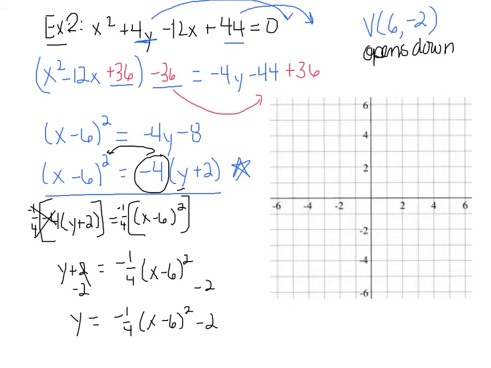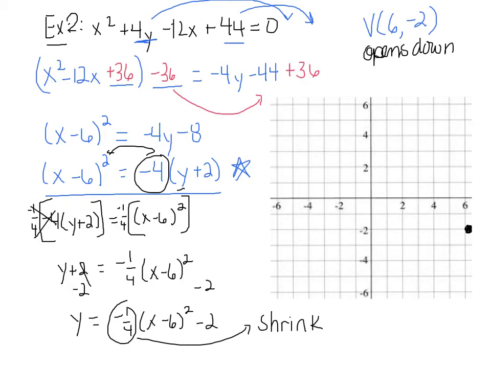So the negative 1/4 is making it shrink. So this value right here, go ahead and write that over here, is making it shrink. So keep that in mind as you're starting to graph it. Go ahead and start by graphing the vertex. The vertex is at (6, negative 2), which would be right here, approximately.